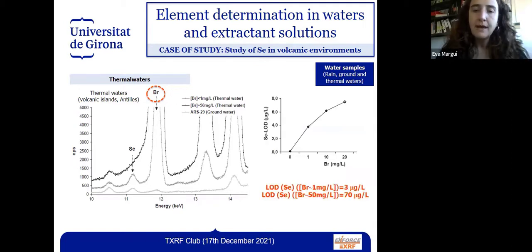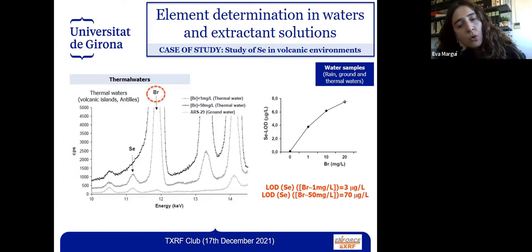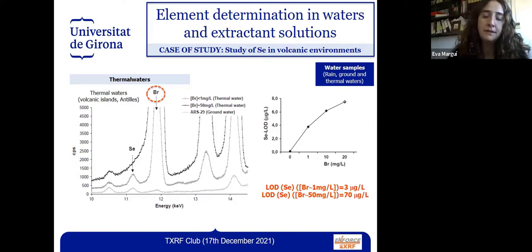So we made a study in the lab and we realized that when the concentration of bromine increased, the detection limit for selenium also increased. So for instance, in a water containing only 1 ppm of bromine, the limit of detection was 3 ppb, but if the bromine content was 50 ppm, the limit of detection was 25 times higher.